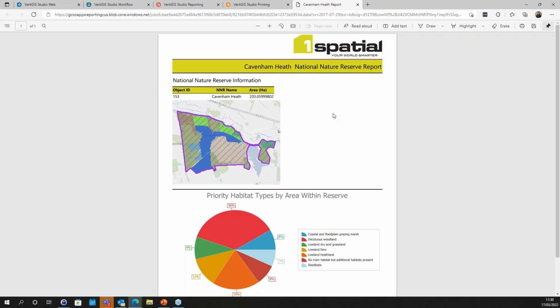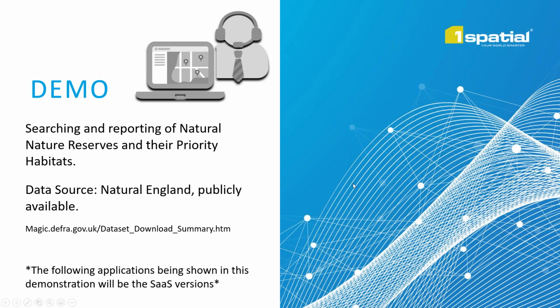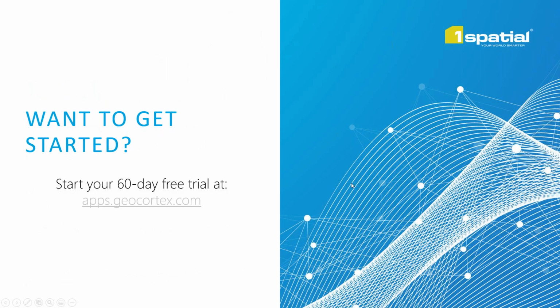We'll go back to our slides and we can talk about how you can begin to use the VertiGIS Studio software. So I will present my slides again here. Here we are. I've had the demo, and now if you want to get started, you can start your 60-day free trial at apps.geocortex.com. Like I say, they've just changed the name, so they're still updating some of those. So that is currently the address you want to go to.